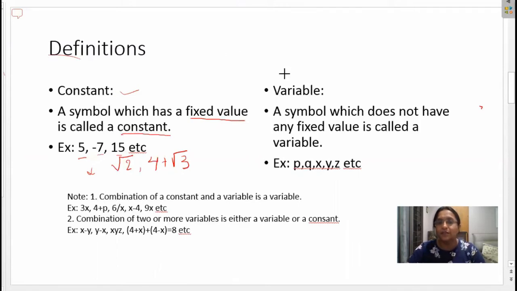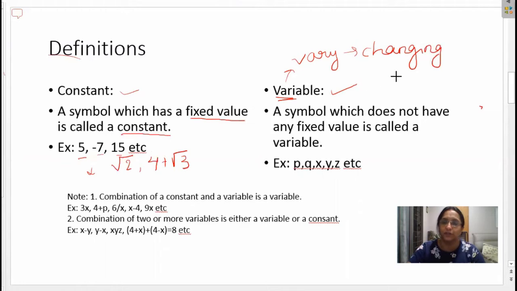Its opposite is variable. What is the meaning of variable? Vary means it is changing. Please all of you keep your notes with you. Just refer to those notes and watch the video. Then it is easy to understand. So variable means varying, changing. How will you write its definition? A symbol which does not have any fixed value is called a variable.